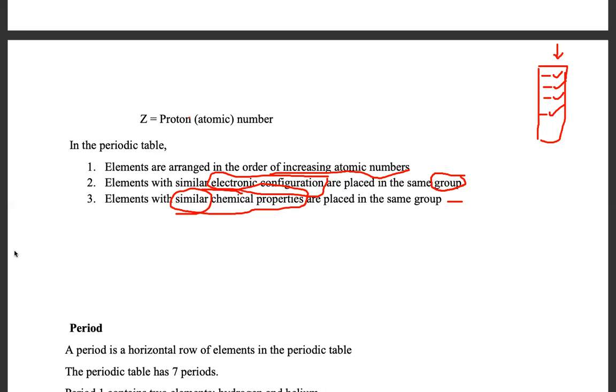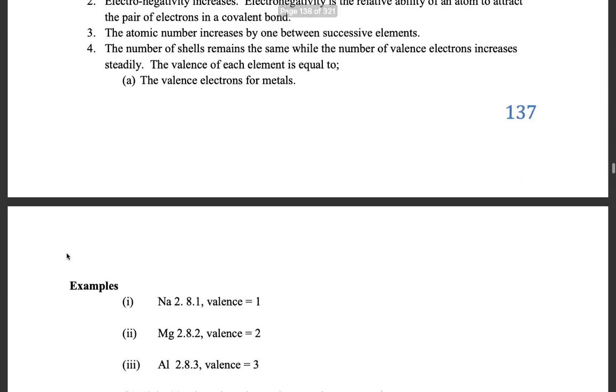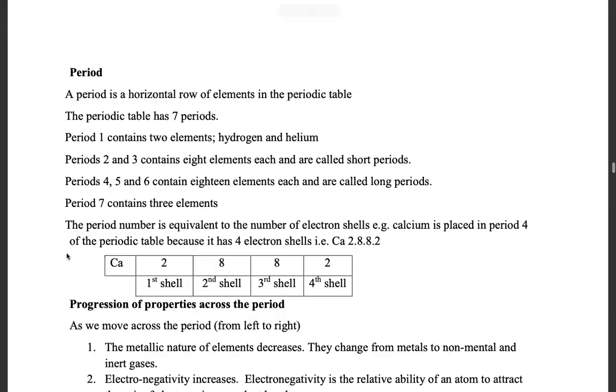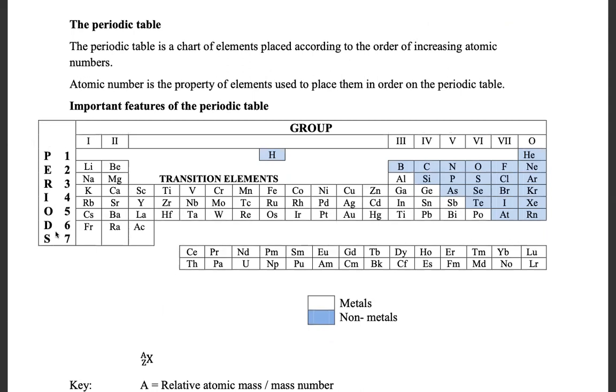Down here, we are told that, okay, yeah, it's okay. So now let's look at something that I might not have mentioned here. The word here, periods. How many periods do we have? 1, 2, 3, 4, 5, 6. So this is 1 here where helium is. So 1, 2, 3, 4, 5, 6, 7. Now these, what do they represent?